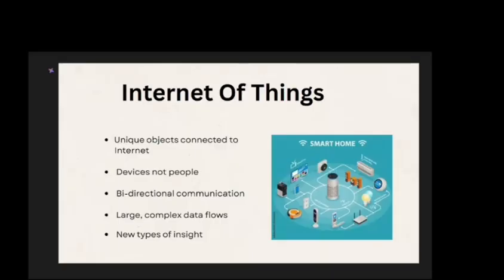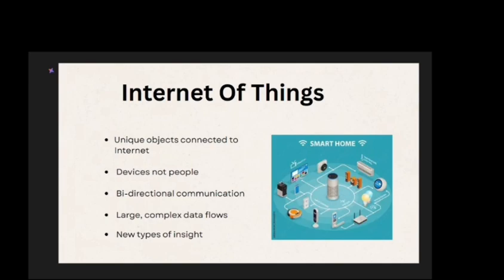Introduce the concept of Internet of Things, which is the network of physical devices connected to the Internet. First of all, what is IoT? It is a network of unique objects connected to the Internet. These are generally devices, not people. For example, a smart refrigerator or a smart light bulb.